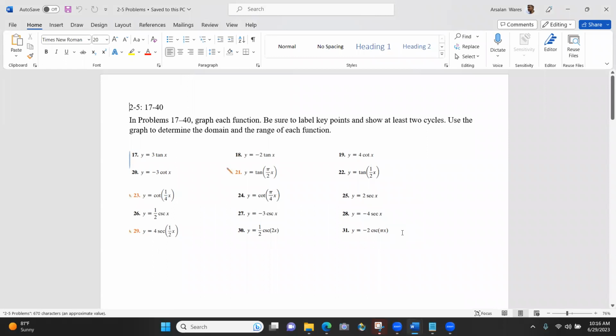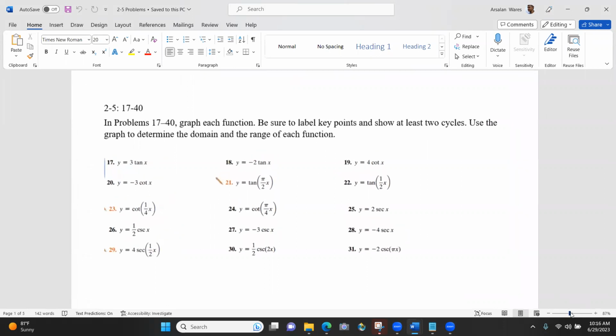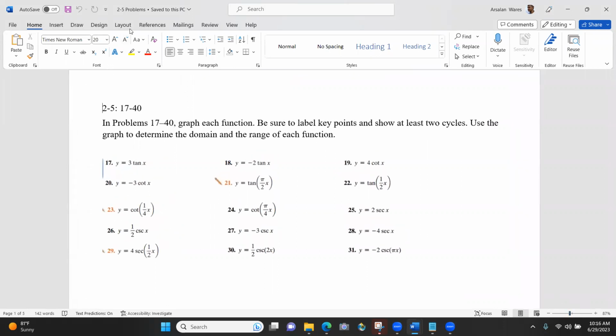Okay, so graph each function. Be sure to label the key points and at least two cycles. Use the graph to determine the domain and the range. Of course, I probably won't ask you to do a graph because the exam will be on MATLAB. They'll ask you to identify which is the right one. They'll probably give you two or three graphs.